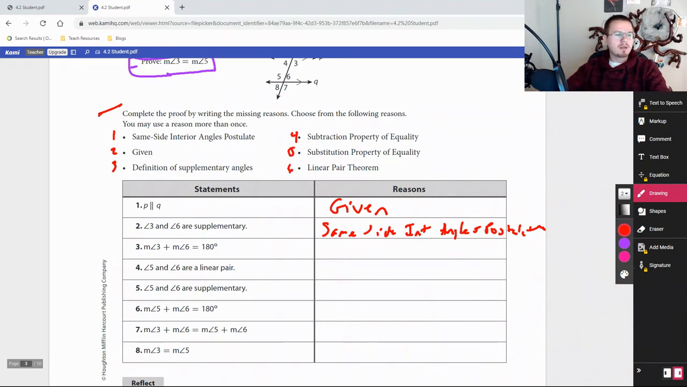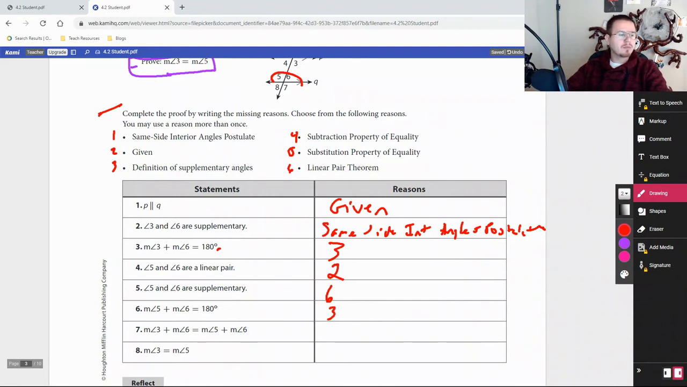Number 3, that is going to be the definition of supplementary angles, because the measure of 3 and the measure of 6 equals 180. You say it is supplementary, and then what does that actually mean? Angles 5 and 6 are a linear pair, and that's given. So that's number 2. That's a given, and you can look at that right there. 5 and 6 supplementary. That is the linear pair theorem. Think back to 4.1, and that's number 6. Measures 5 and 6 equal 180. That's, again, the same thing that we put in number 3. It's the definition of supplementary angles.